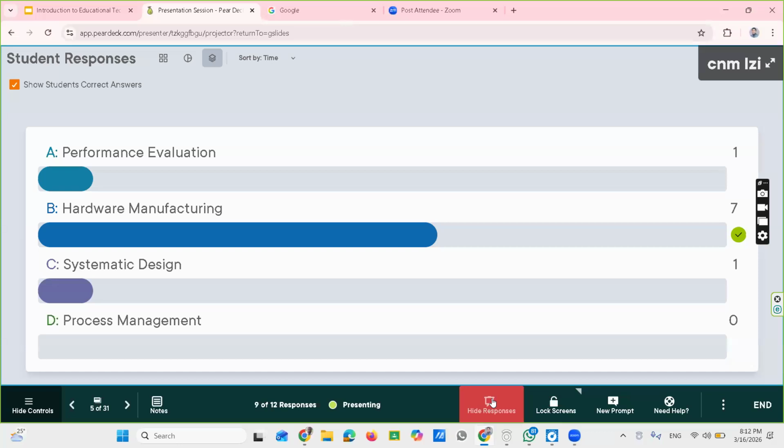Two of you are giving incorrect answers, A and C, performance evaluation and systematic design. These are the things we are focusing on, performance evaluation and systematic design. But we are not focusing on hardware manufacturing. That should be the correct answer.